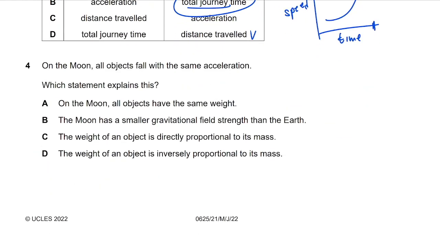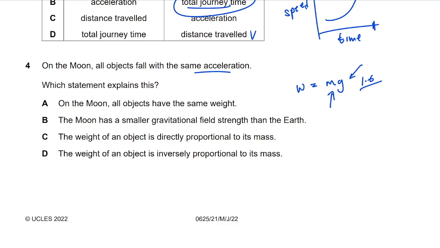Number four, it says, on the moon, all objects fall with the same acceleration. Which statement explains this? Now, first of all, it's asking why objects have the same acceleration on the moon. Now we use the formula weight is equal to mg, where weight is equal to mass times gravitational field strength, where weight is directly proportional to the mass. And this is the reason, when mass is the same, right, the gravitational field strength on the moon is constantly 1.6 for IGCSE. It is always 1.6.